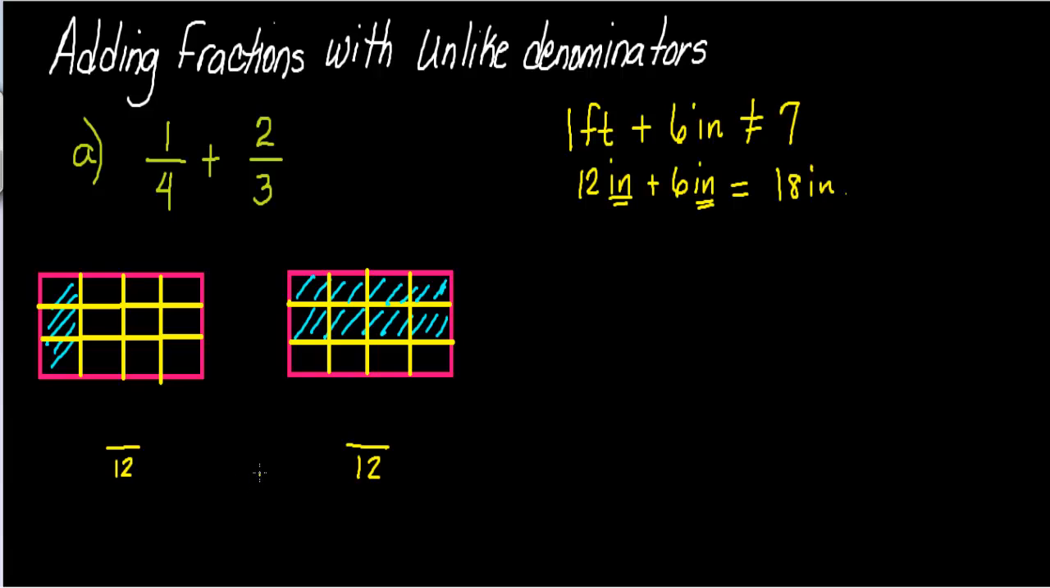Now I can add these little pieces together. Notice how many pieces are shaded in out of the 12 in total? Well, 3. And this one, how many pieces are shaded in out of the 12? 8. Now I can add these pieces and I will have a total of 11 out of 12. Okay? If I take these 3 pieces and place them here, I will have 11 out of 12. Notice how we had to change the denominators to have them equal denominators.